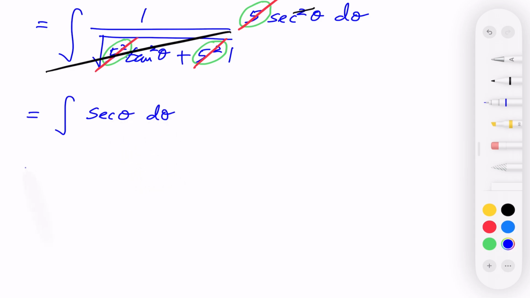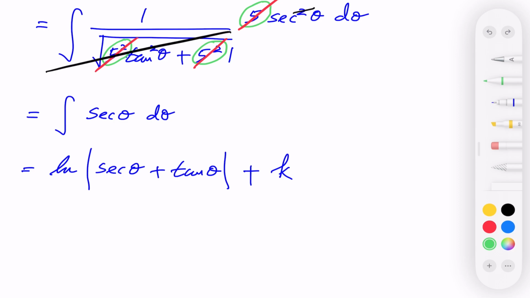We know that the integral of secant theta is equal to the natural logarithm of the absolute value of secant theta plus tangent theta. This is an indefinite integral, therefore I will also need an arbitrary constant, which I will write as k.